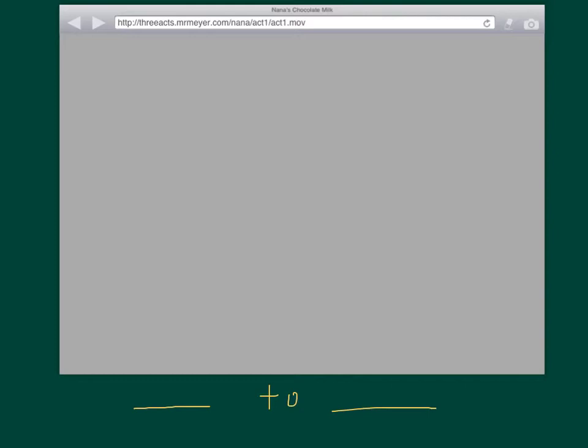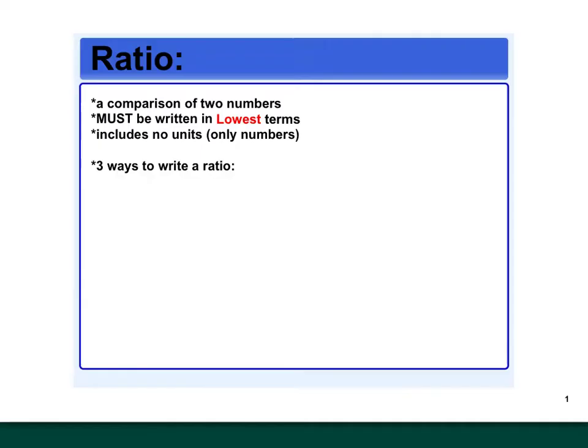Take a minute to write down why the guy in the video thinks that Nana's going to be mad at him. What did he do that was different from the ratio that we just described above that should be used to make the chocolate milk?